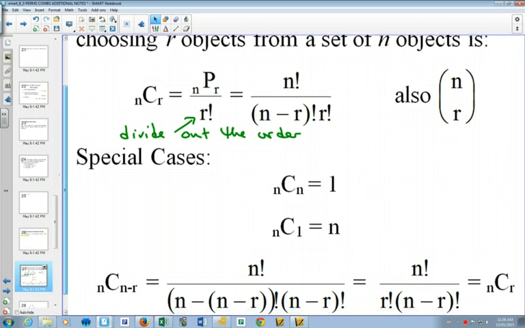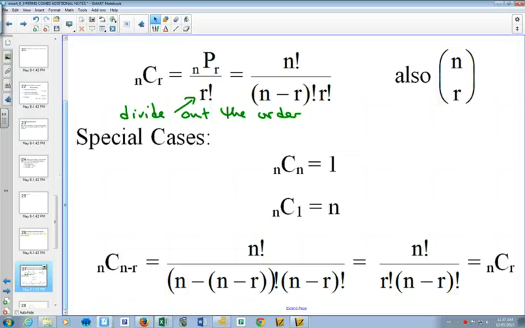Here's some special cases. If you have n objects and you get to choose all of them, there's one way to do that. Choose them all. If you have n objects and you choose one of them, there's one way to do that. Or not one way, there's n ways to do that. Because you have like 52 cards, choose one of them, there'd be 52 ways you could do that.